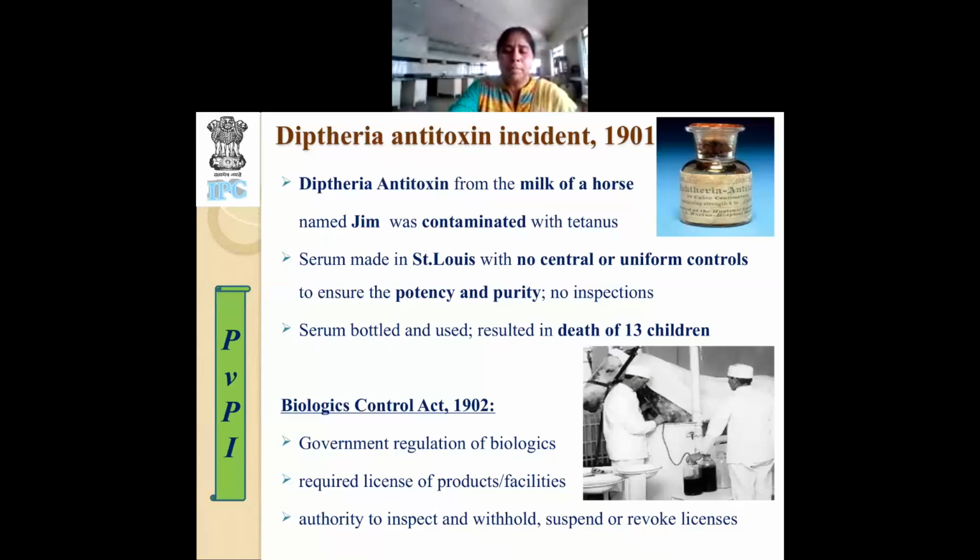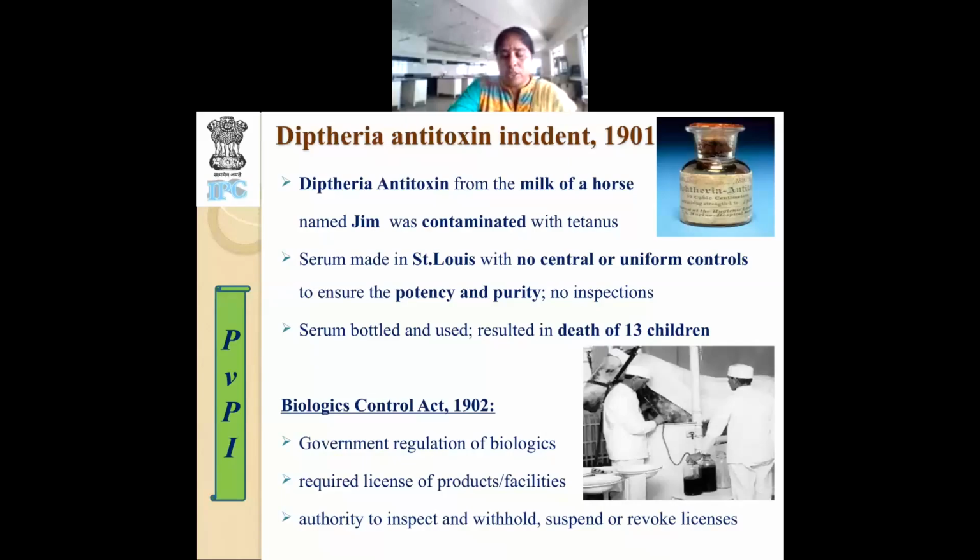This was mainly for the regulation of biological products, not for other drugs at that time. It was meant for inspecting for any contamination in biological products, under the Biologics Control Act of 1902 in the US. So there were 13 deaths with the diphtheria antitoxin.